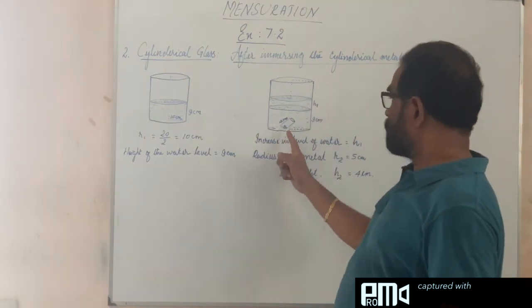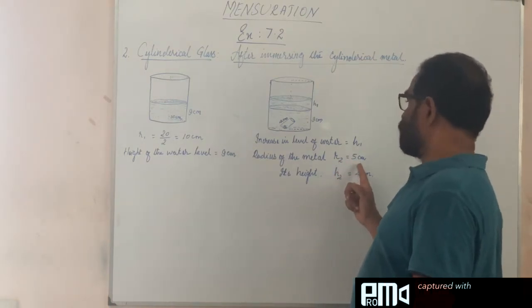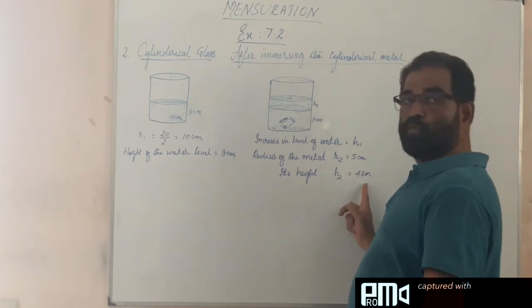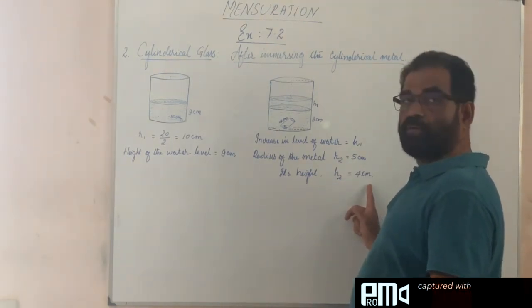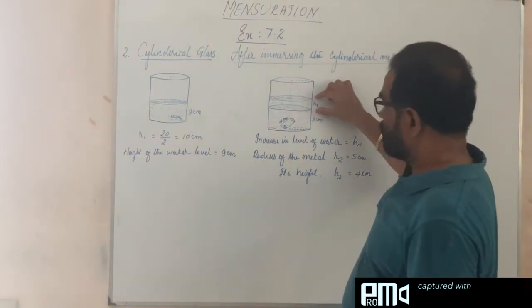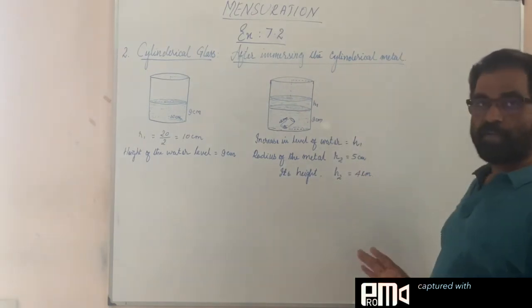Now what about this cylindrical metal? Its radius is R2, 5 centimeter, and its height is H2, 4 centimeter. H2 is equal to 4 centimeter. Now our job is to find out the height to which the water level increases. Okay, hope you have understood.